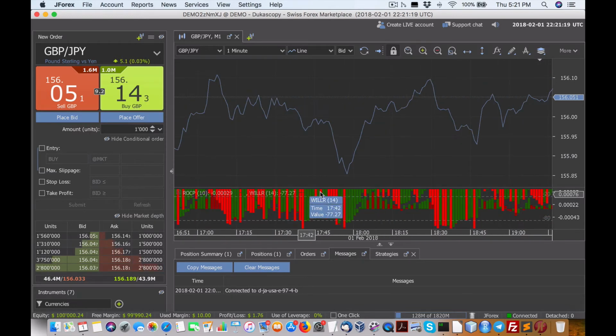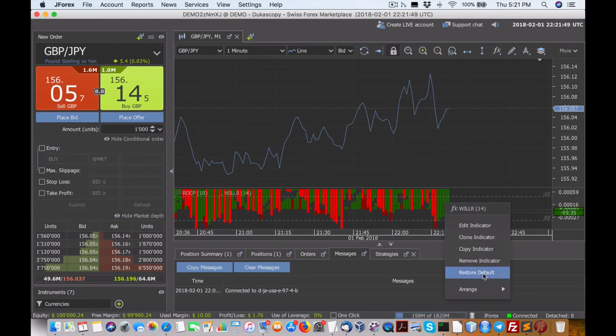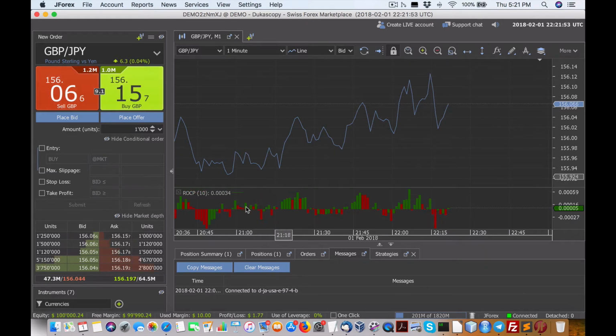Where did my indicator go? So that's the rate of change. Somewhere in there is the Williams R. So I have no idea how that came about. Or is this the Williams R? We have the rate of change. Okay, let's see how it works. So the Williams R. Let me just remove this. Remove. Oh, I see. Okay.